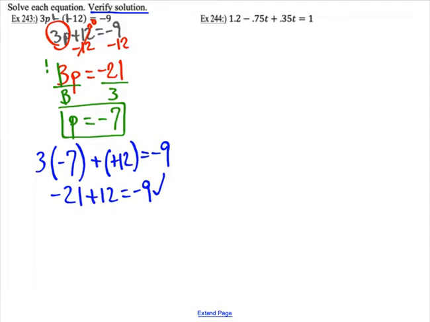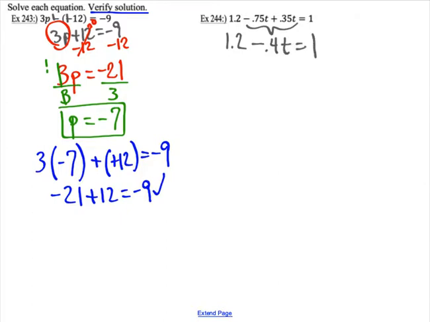Next example. Example 244. 1.2 minus 0.75t plus 0.35t equals 1. First, we're going to simplify both sides. The 1.2, there are no like terms, but we do keep it. This negative 0.75t plus 0.35t can be combined together to get negative 0.4t, and that equals 1.